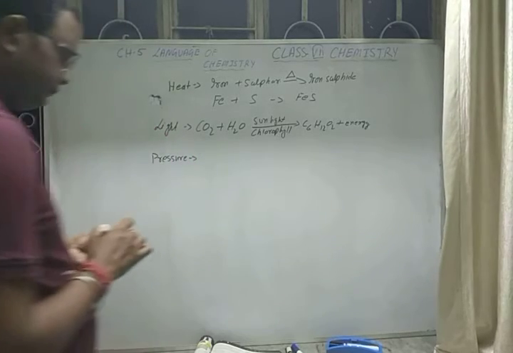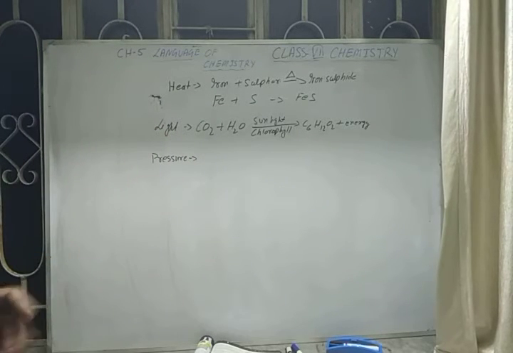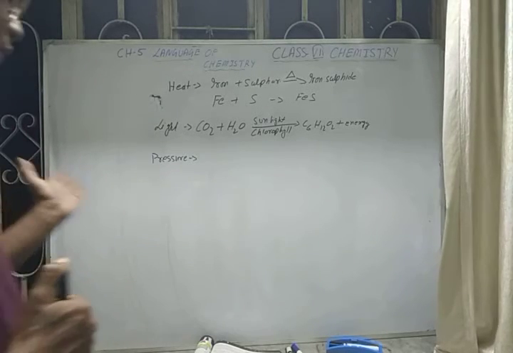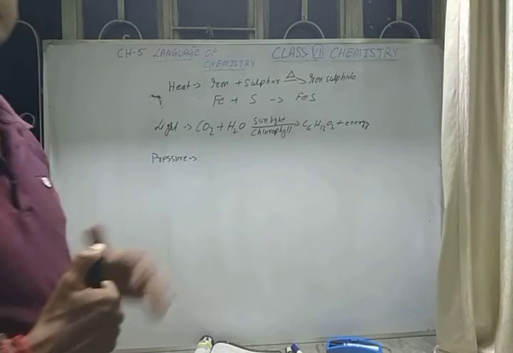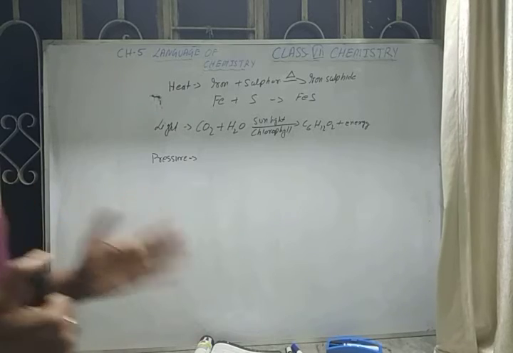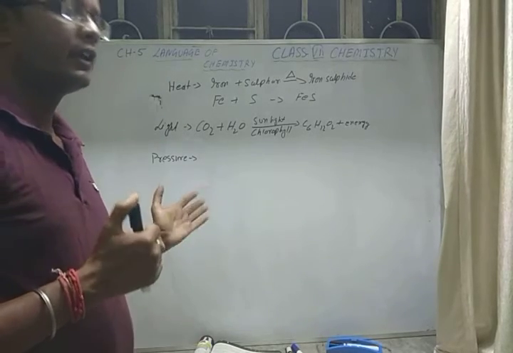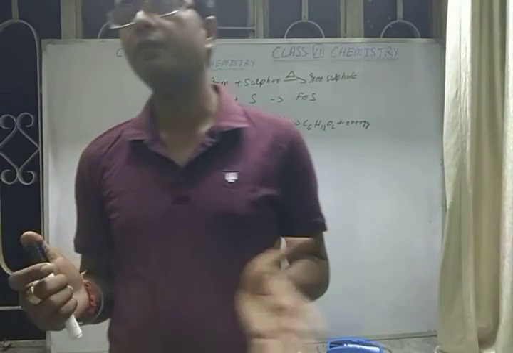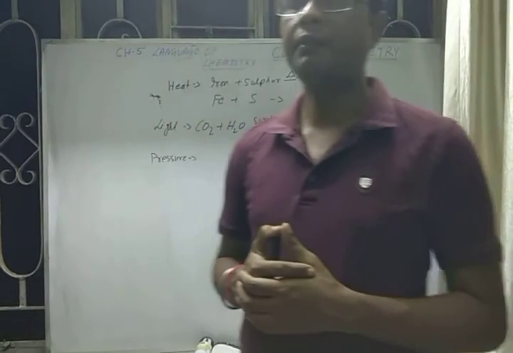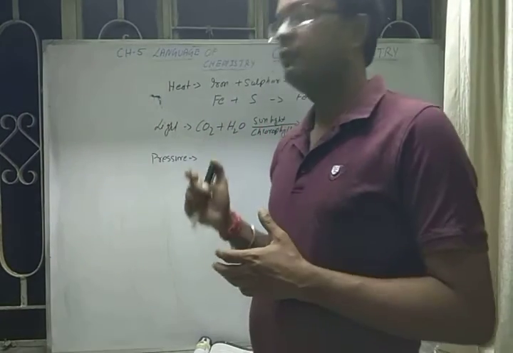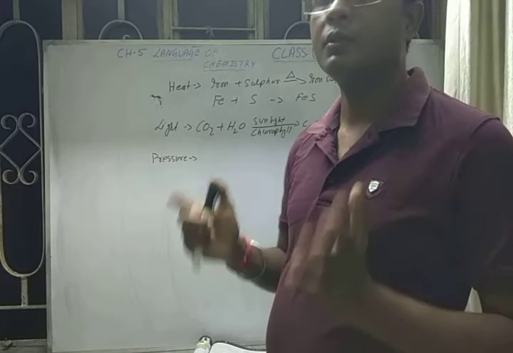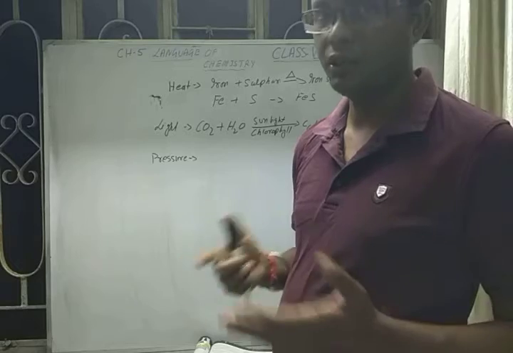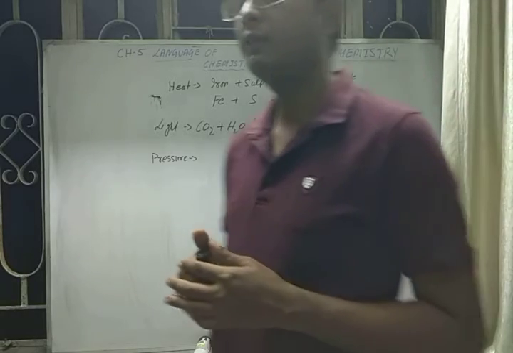Pressure means what, you know? What is pressure? Force by area is called pressure. So what is the function of this force and area to perform a reaction? Suppose in some reactions, at normal atmospheric pressure, the substances do not go for reaction. To have that reaction, again we need to adjust the atmospheric pressure. So the reaction will be faster, or the reaction will happen.